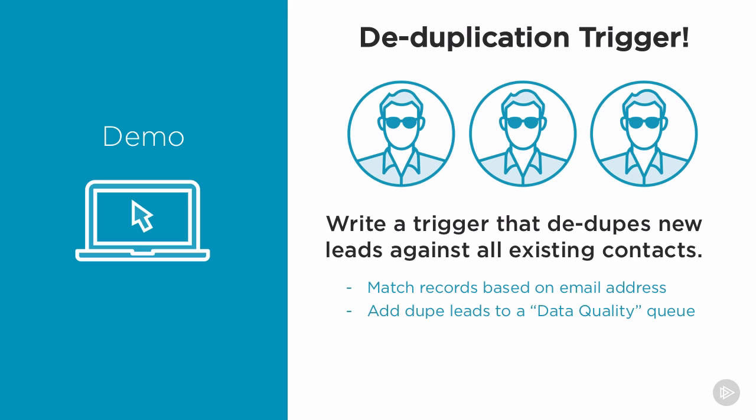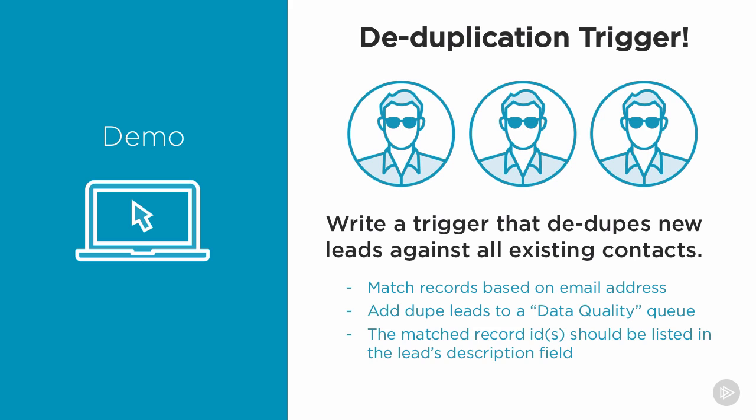Once we've identified the lead as a dupe, we'll assign it to a data quality queue so the team can properly dedupe it. Finally, we'll add a note in the lead description that tells our data quality team which contacts the lead matched with.